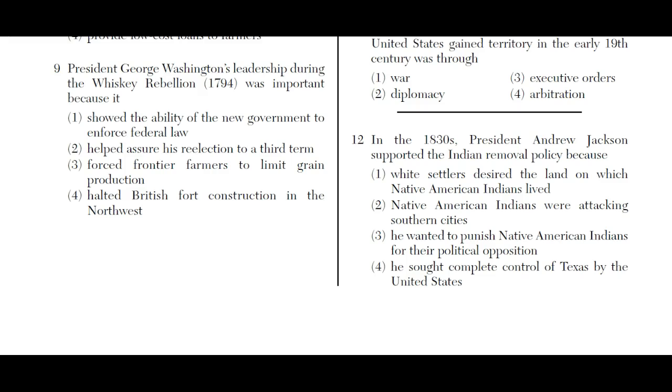Who cares? It proves that the new national government under the new Constitution is now going to be strong enough to deal with the nation's problems, and we can all be satisfied with that. So it showed the ability of the new government to enforce federal law. And that, again, creates stability, and people can get on with their lives.